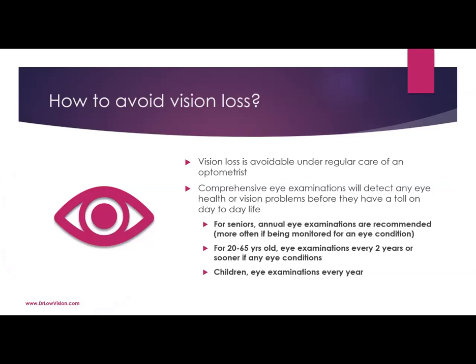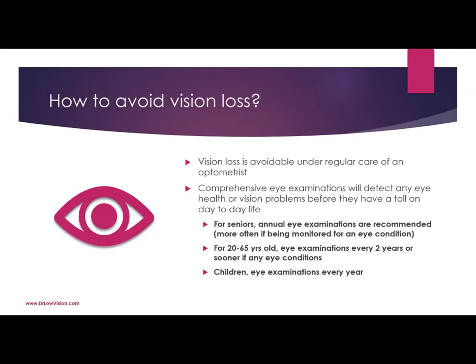So how do we avoid vision loss? Vision loss is avoidable under regular care of an optometrist. And with a comprehensive eye examination, we often can detect any eye health or vision problems before they have a toll on day-to-day life. So we do encourage that for seniors, they do have an annual eye examination. More often if they're being monitored for an eye condition or if there's a family history of a condition that we're concerned about, or we're seeing early changes that warrant more frequent eye examinations.